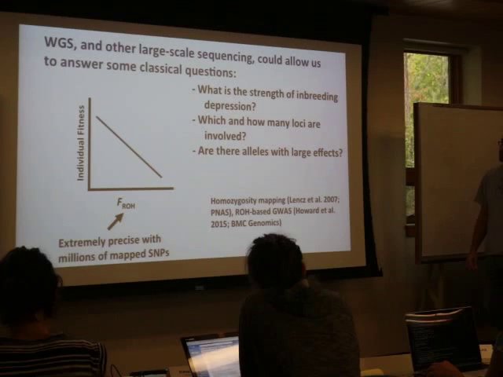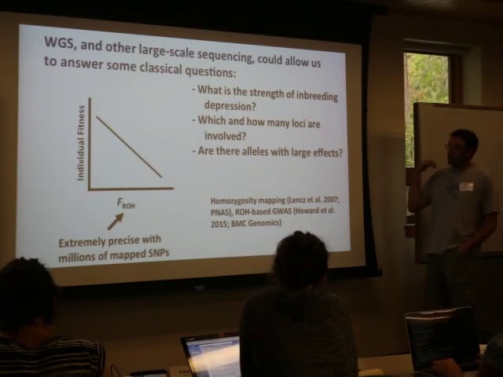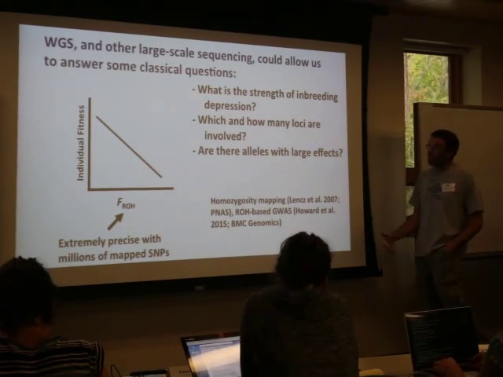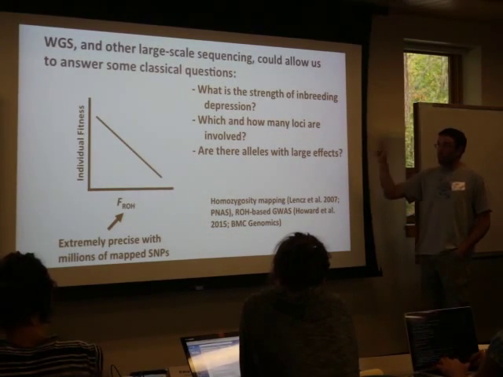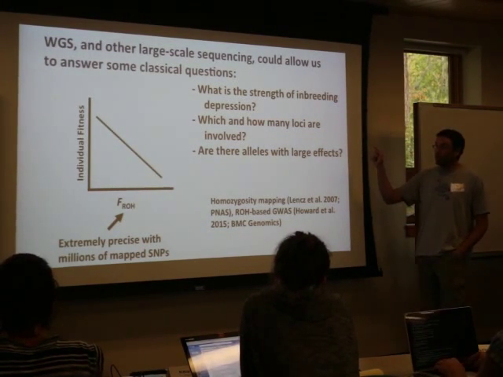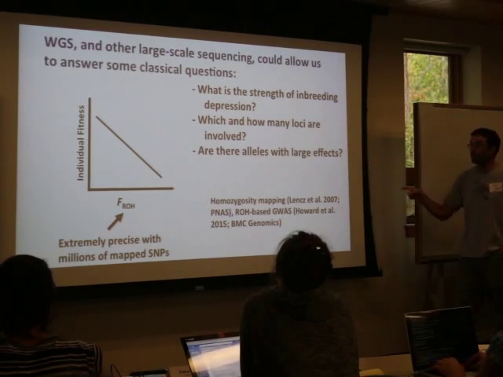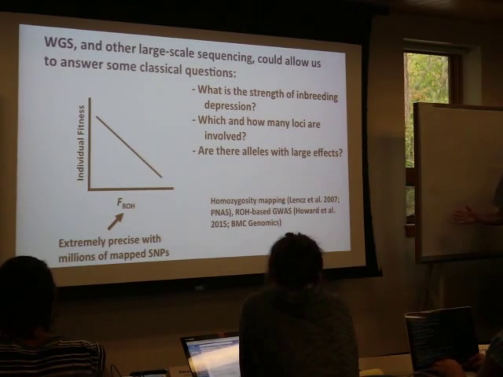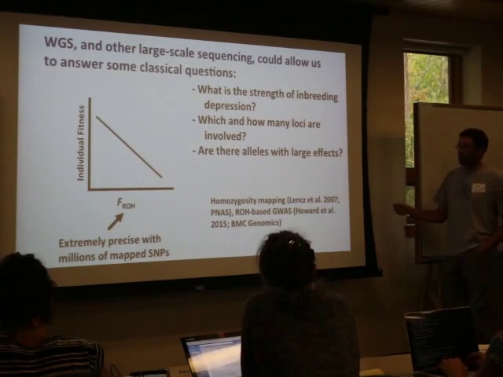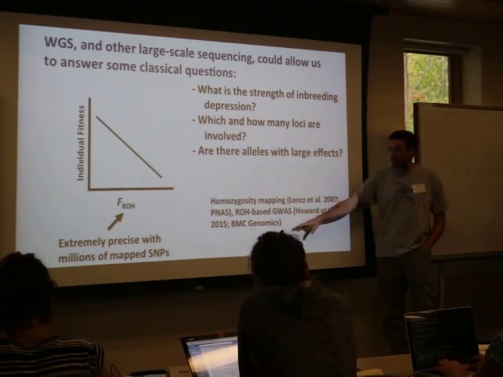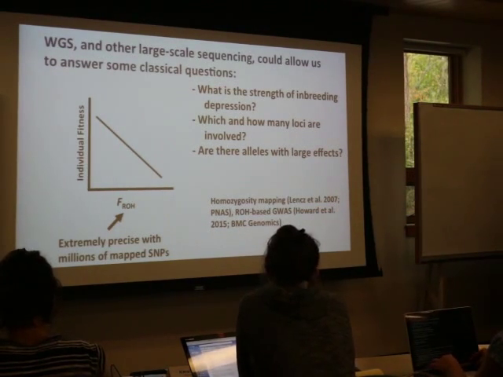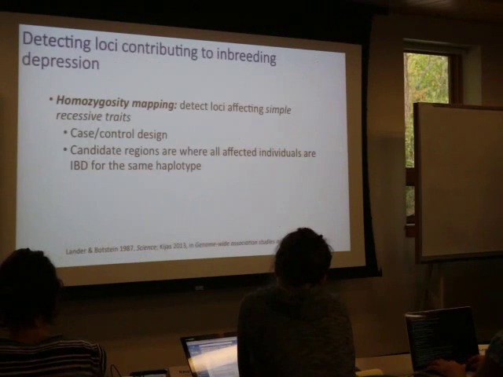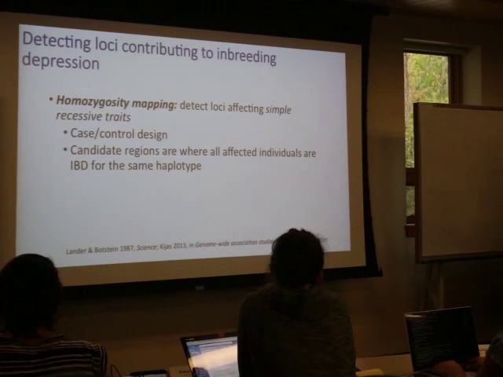And we can begin to more thoroughly answer questions like, how strong is inbreeding depression? What are the effects of inbreeding depression on population growth? Which loci are involved? How many? What are the effect sizes? We can use approaches like homozygosity mapping, and also GWAS approaches that are based on runs of homozygosity to do this. I just want to talk about a few examples of this briefly.